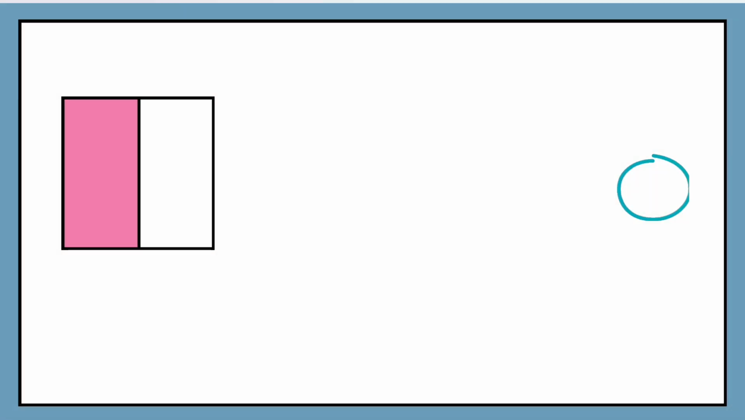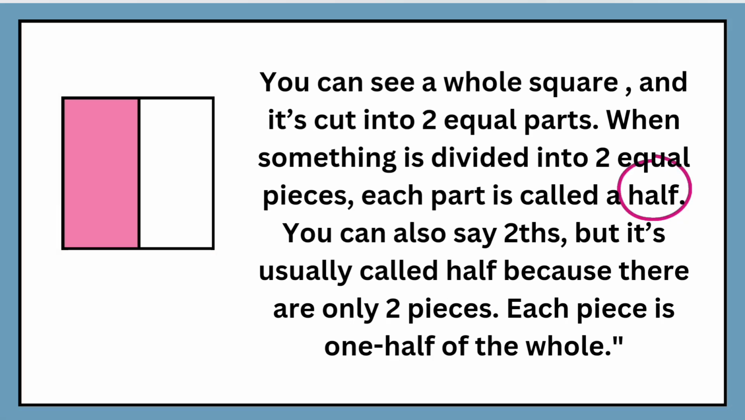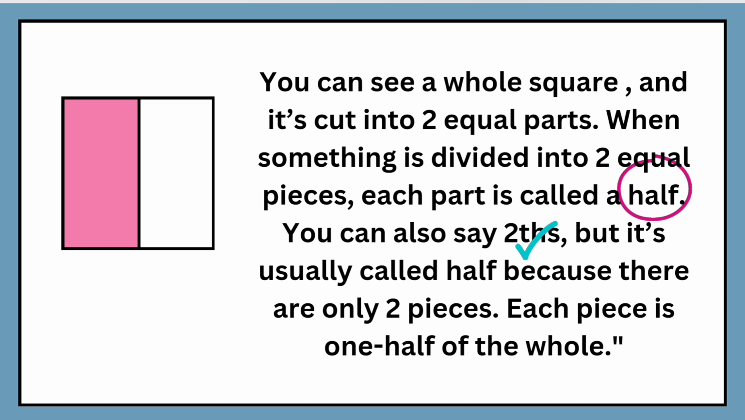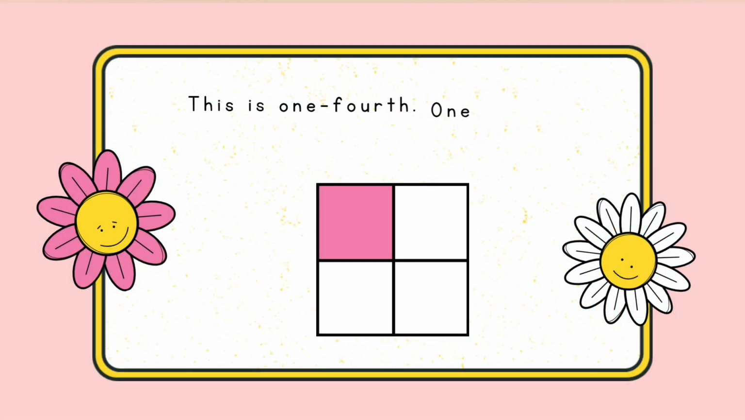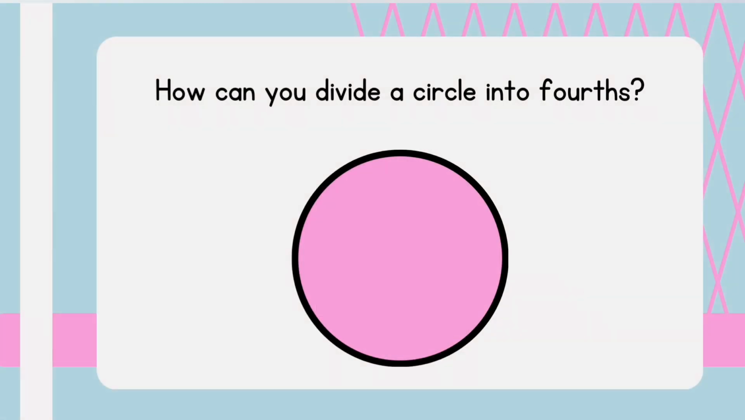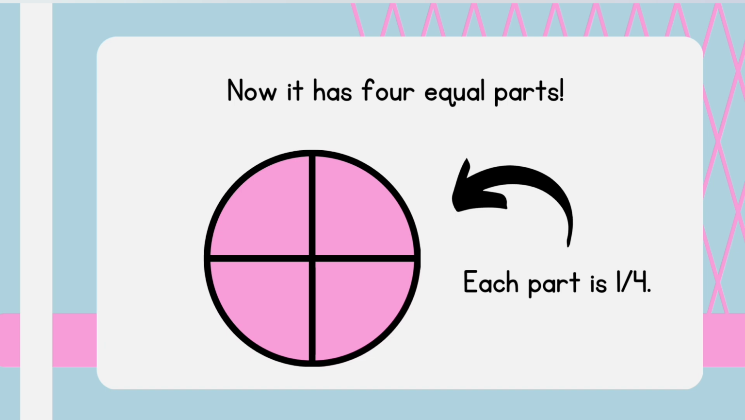We already discussed the division of a whole into parts. Let's go further and focus on the single part and their names. Here you can see a whole square and it's cut into two equal parts. When something is divided into two equal pieces, each part is called a half. Each piece is one half of the whole. If you divide a square into four equal parts, each part is called one fourth or a quarter, and collectively they are referred to as fourths. Four equal parts of a circle are called fourths or quarters. Each part is one fourth of the whole.